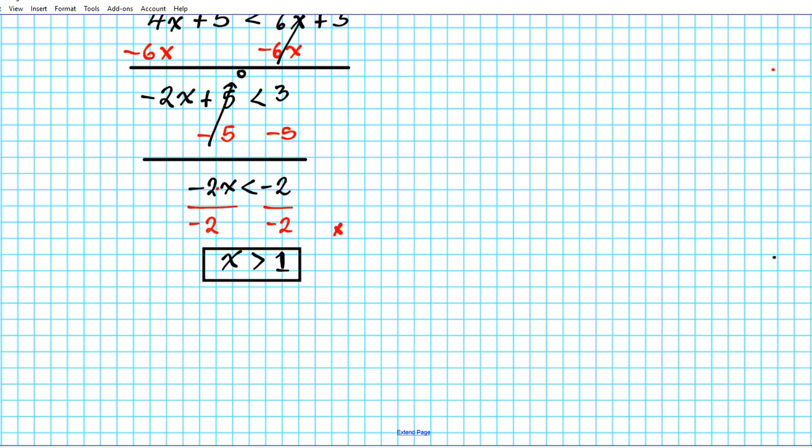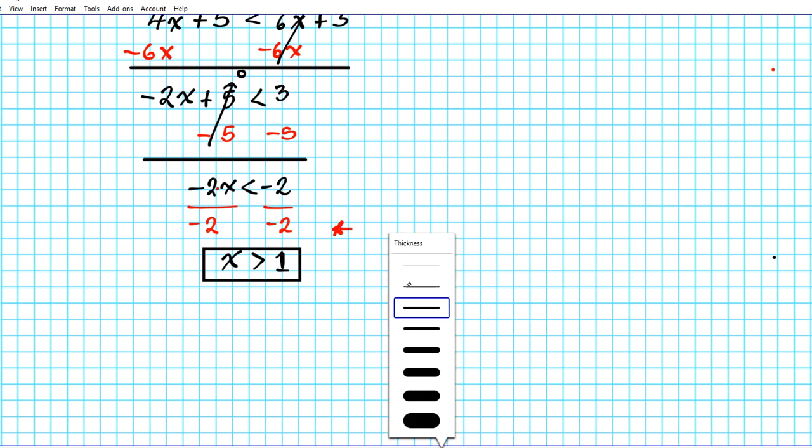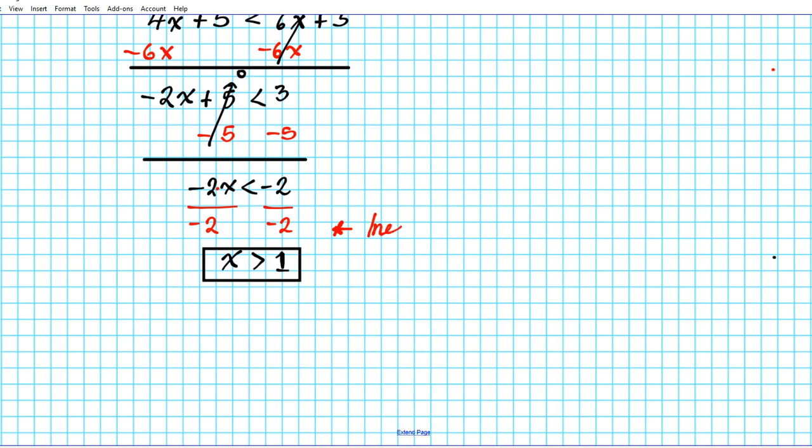Okay, let's just put a side note. Inequality switched. Why? Since we multiplied by negative. No, actually, we divided by. Yeah, since we divided by negative, that results in a switch of the inequality symbol. Alright, so there goes the final answer right there.